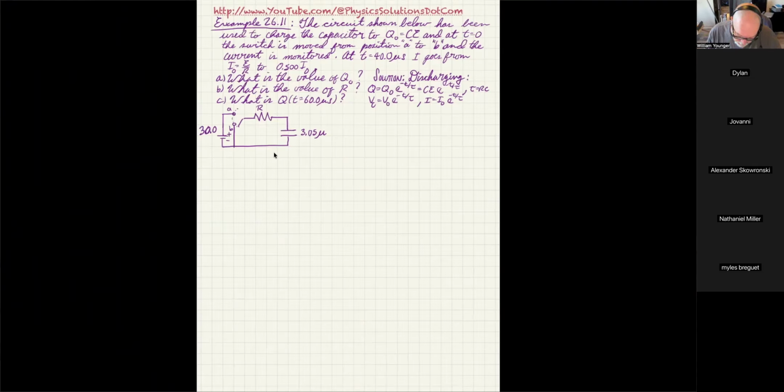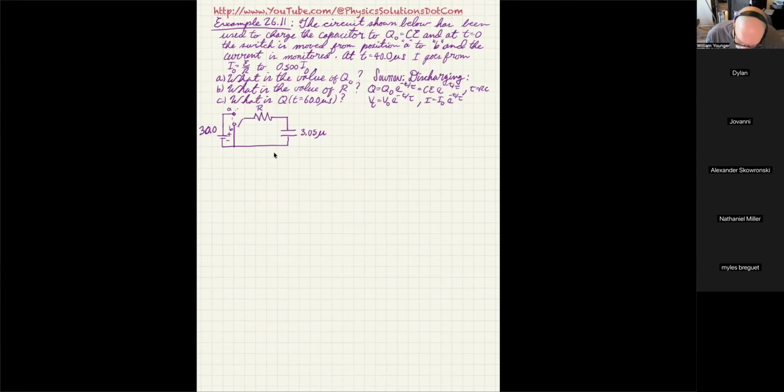So in this question, they're saying the circuit shown below has been used to charge the capacitor to Q0 equals C times E, and at t equals 0, the switch is moved from position A to position B, and the current is monitored. At t equals 40 seconds, I goes from I0 equals E over R to 0.500 I0. What is the value of Q0? What is the value of R? And what is Q at t equals 60.0 microseconds?